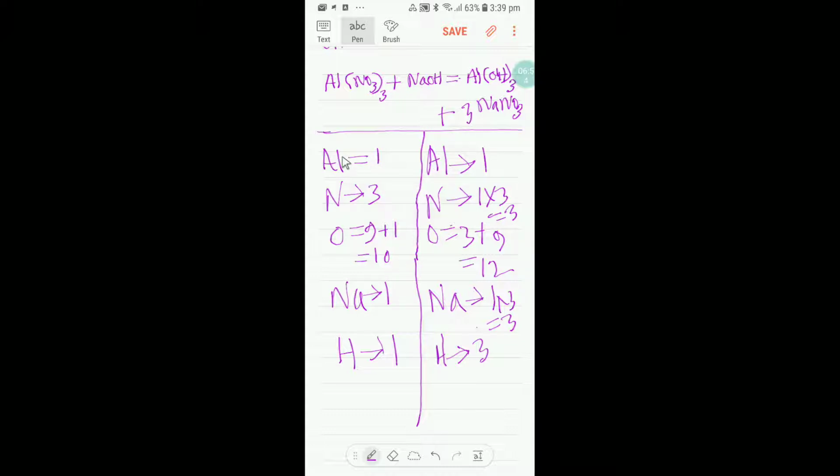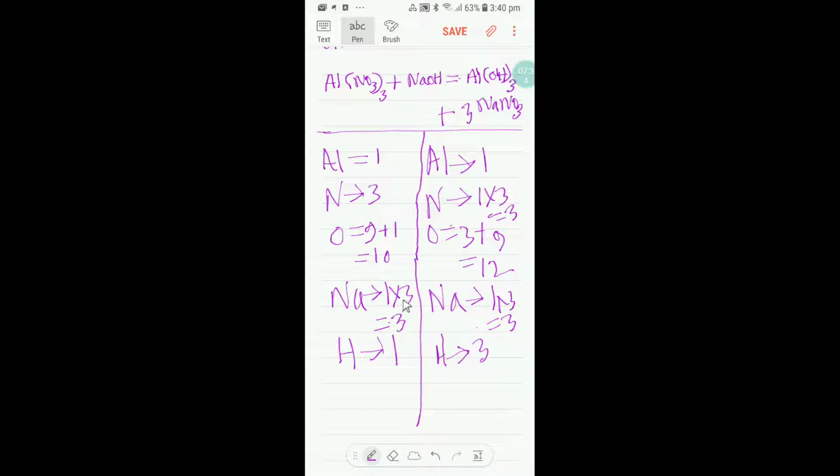Okay, now again we'll look at the number of atoms. Aluminum is balanced, nitrogen 3 balanced, oxygen 10 here, 12 here, not balanced, and sodium is not balanced, right? So we'll balance the oxygen at the end of this process. So we'll look at the number of sodium here. So here 3, but here 1. So to balance the number of sodium, I can multiply here by 3, then I will get 3 sodium.